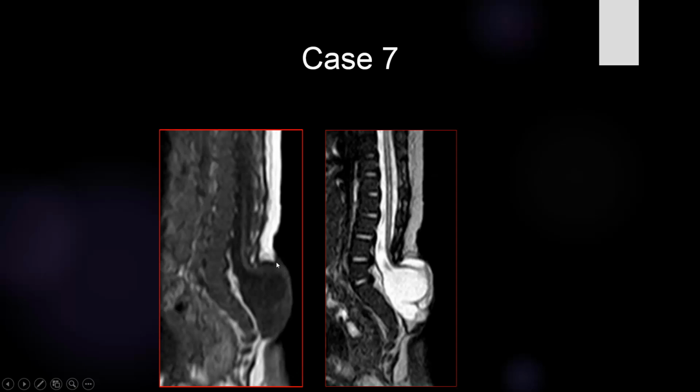For this case, there is no skin covering. We can appreciate no skin covering in the T1 weighted images. We can see the skin and subcutaneous fat as high signal in the T1 weighted images, and there is no such high signal covering the defect here. This confirms the diagnosis of open spinal dysraphism or myelomeningocele.